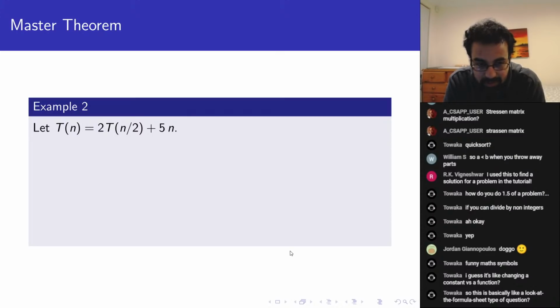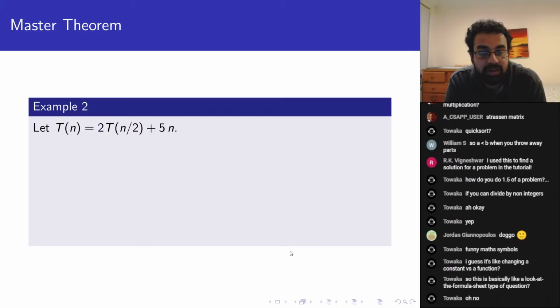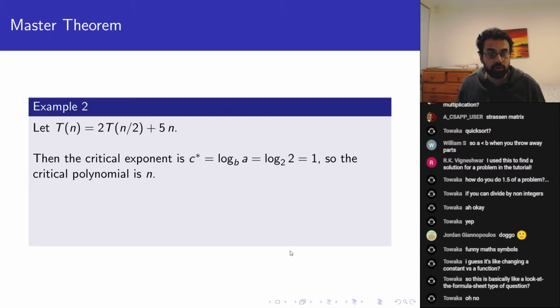Next up, we're going to do an example where we split into 2 halves and do an extra 5n amount of work. You should recognize this as basically what we've done for inversion counting and for merge sort: split into 2 halves and do linear extra work. We hope that the answer is big theta of n log n, but let's confirm that. Again, we pick out the critical exponent. In this case, b and a are both 2, so the critical exponent is log base 2 of 2, which is 1. So the critical polynomial is n.